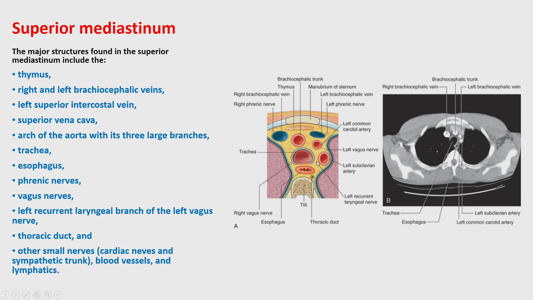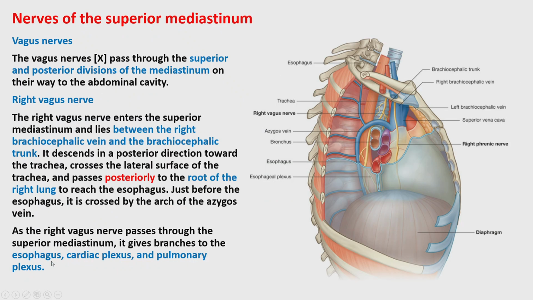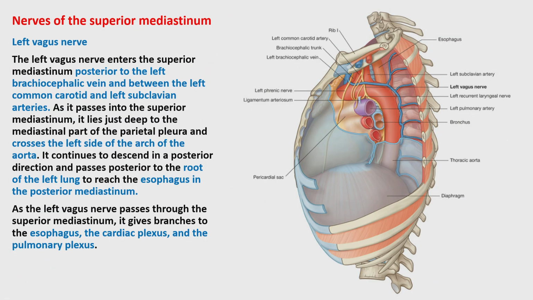There are, of course, 2 very important nerves passing from the neck region to the superior mediastinum: one is the vagus, and the other one is the phrenic nerve. Also, some course of the thoracic duct from the posterior mediastinum reaches the superior mediastinum. So those are the contents, and I just skip this lecture. You have it in the winter semester.